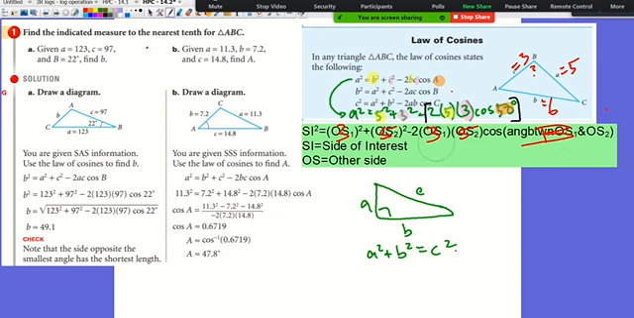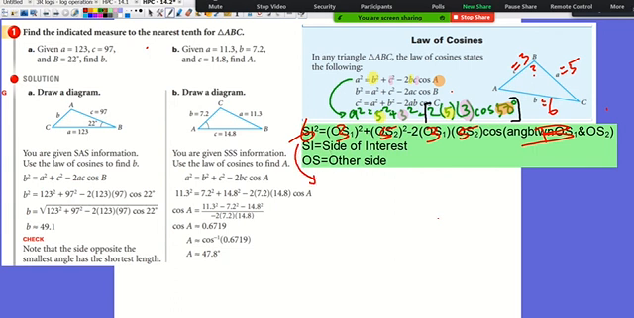Which means the side of interest is going to be 6. I hope you guys understand how I constructed that. I work inside out now because it's asking for the angle. So we start with the angle here. It's B. That's what we're looking for.